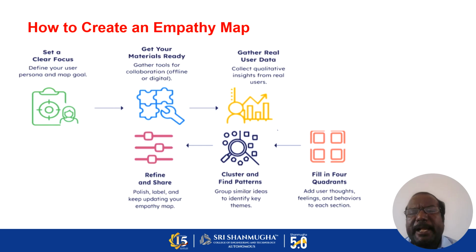Third one is gather real user data. You have to get the data from the real users, what type of product they are using. From that you can get the real data from the real users. Fourth, fill the four quadrants: said, did, thought and felt. You have to fill all four quadrants.